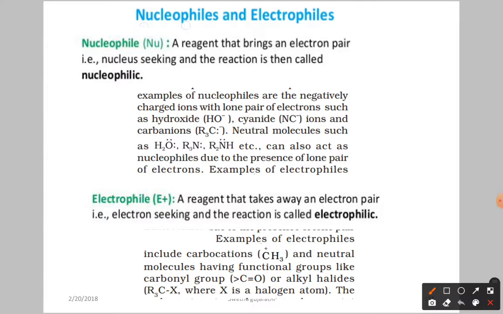Now what is a nucleophile and what is an electrophile? So nucleophile means a reagent that brings an electron pair, that is nucleus seeking, and the reaction is then called nucleophilic. Simply, for example, the electron rich compounds: here you can see OH minus, hydroxide, having a negative charge. Cl minus, negative charge.